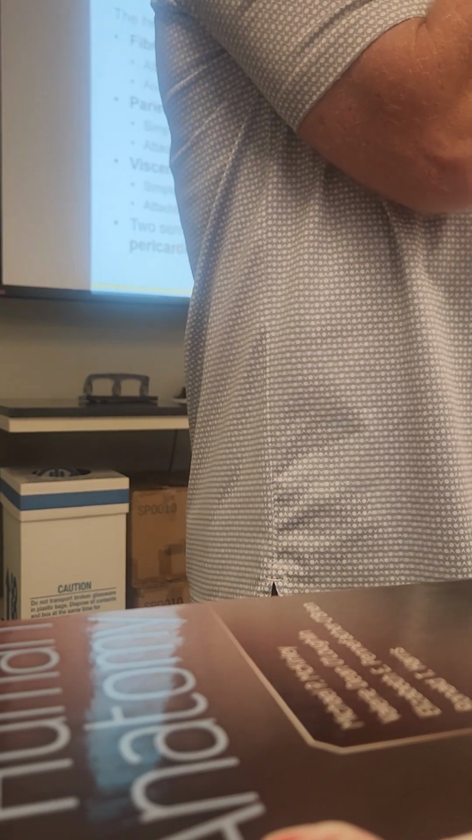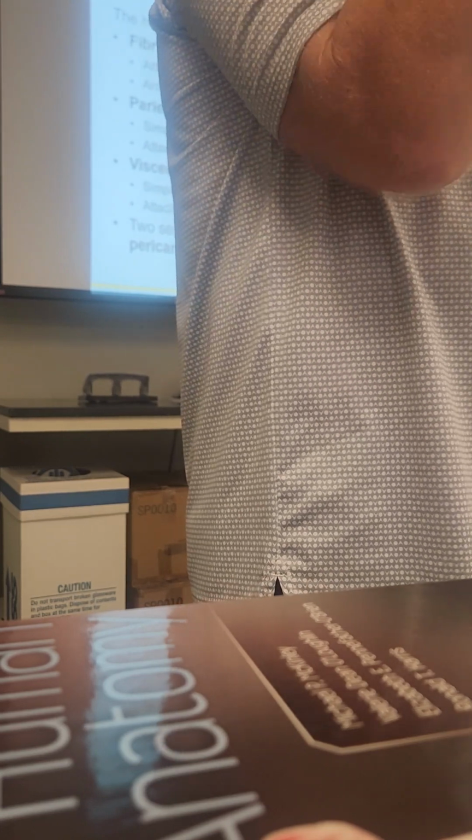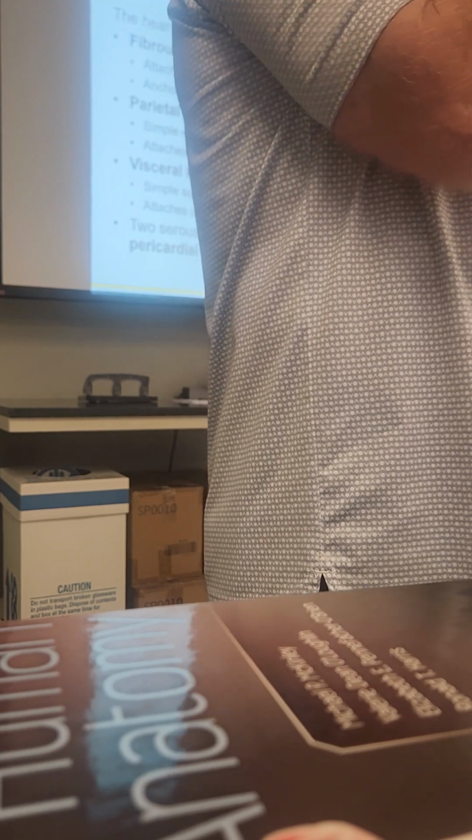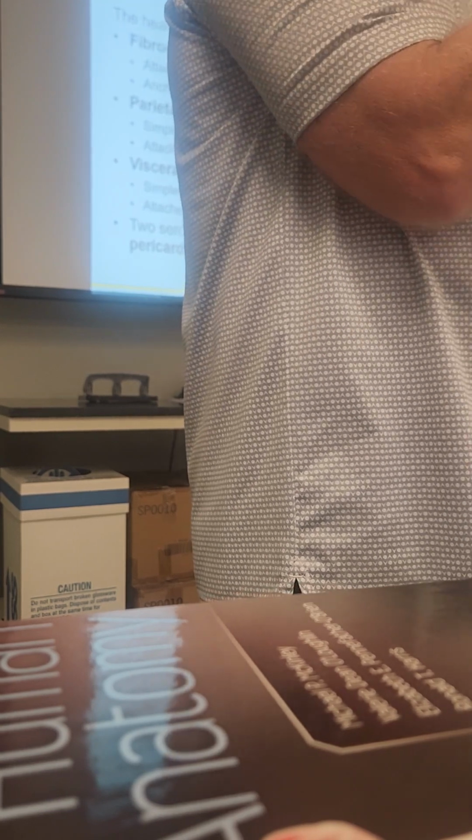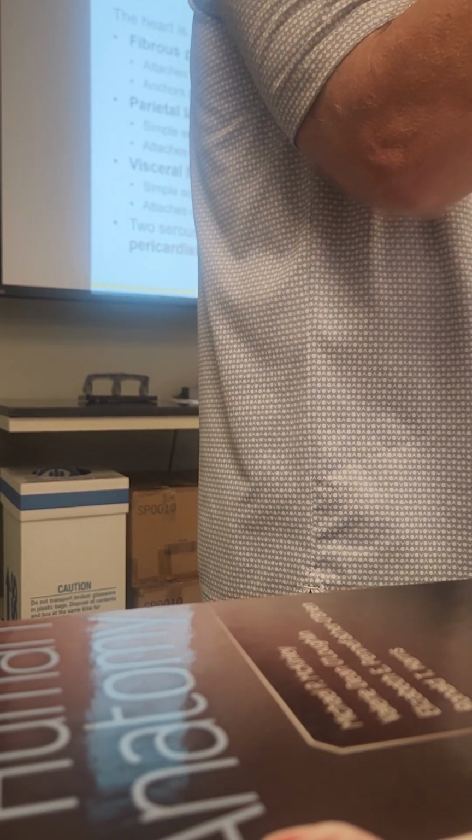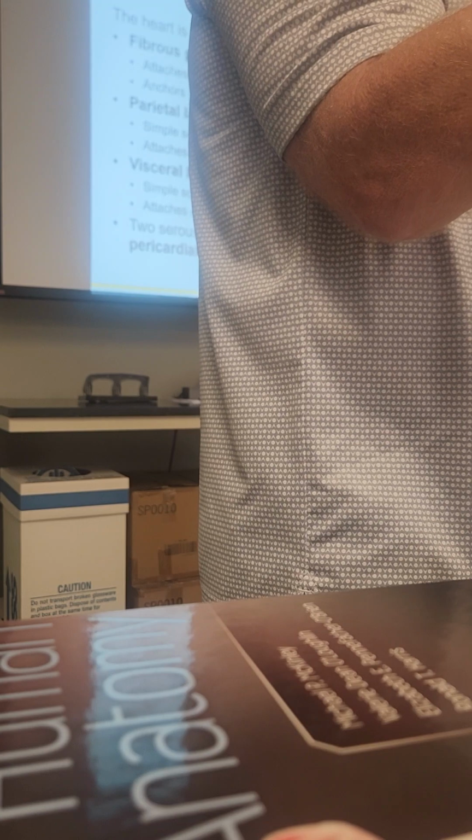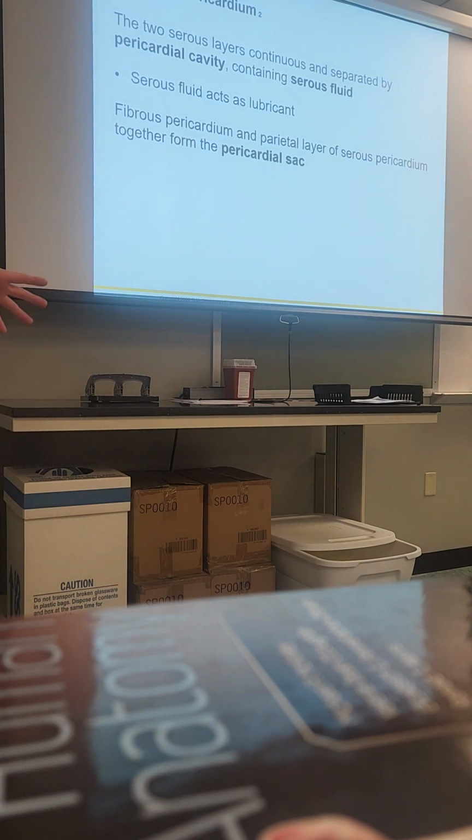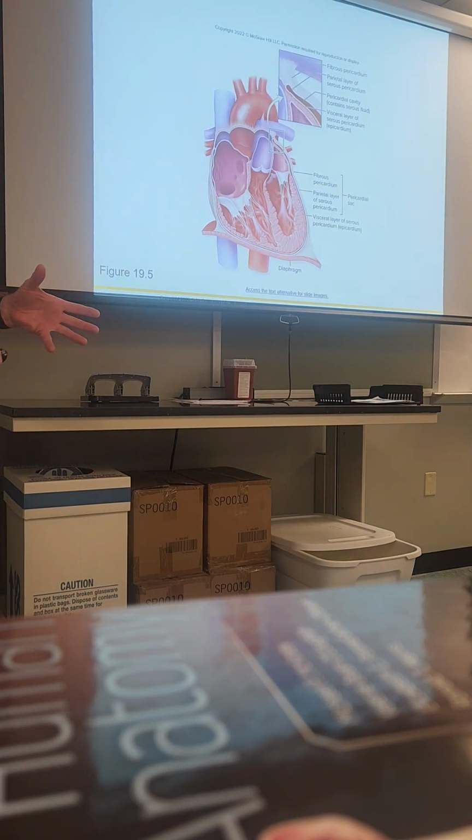The fibrous pericardium is the outside region of the sac that surrounds the heart. Then you have the visceral pericardium that's on the surface of the heart. Then you have the space in between, which is the pericardial space, a cavity if you will, and there's a fluid in there. That fluid is called serous fluid. That's what you see right here. Here's an illustration of what we're describing.